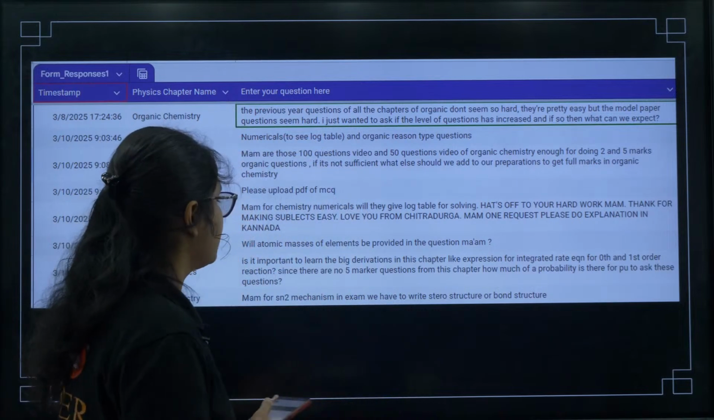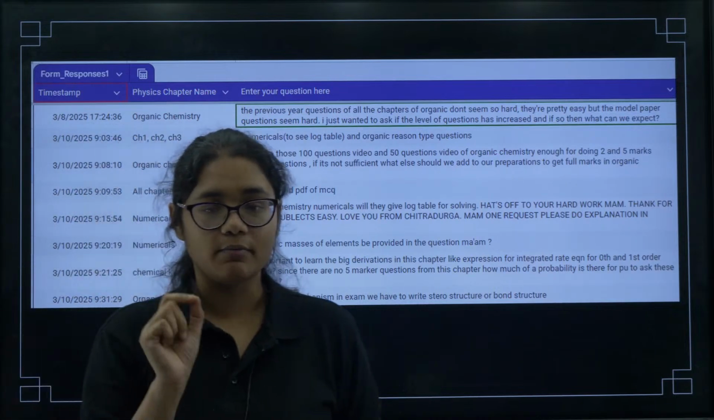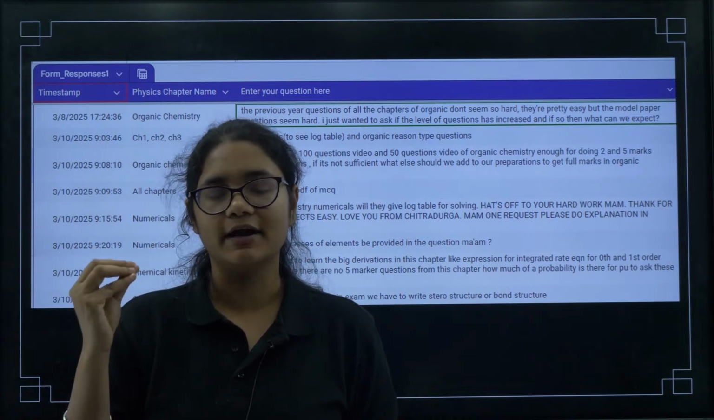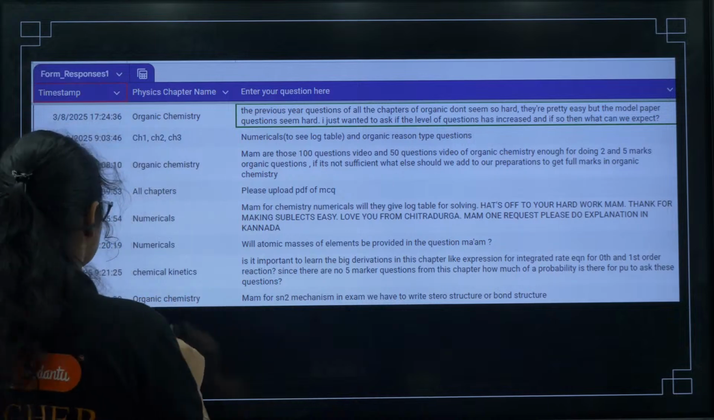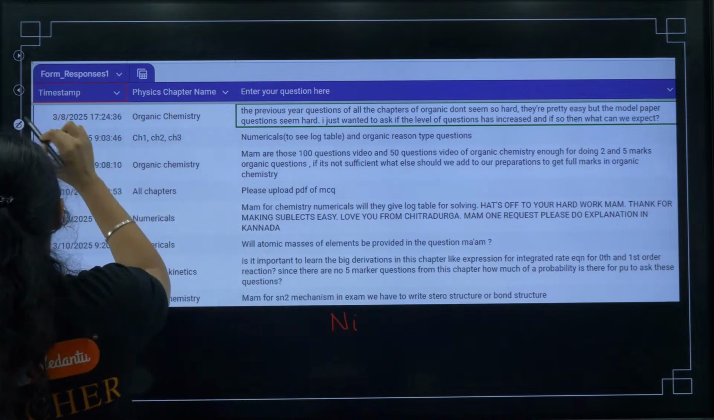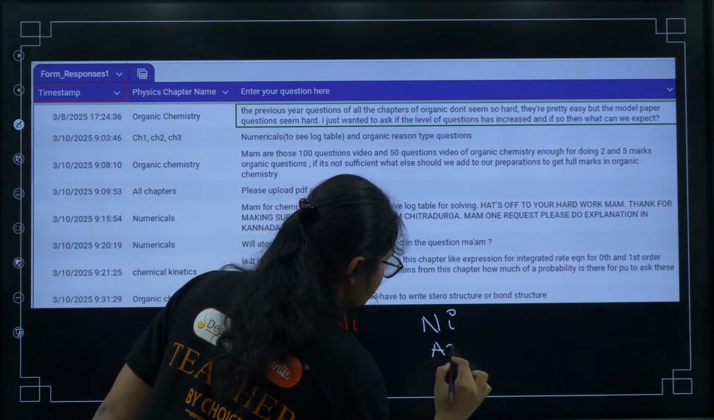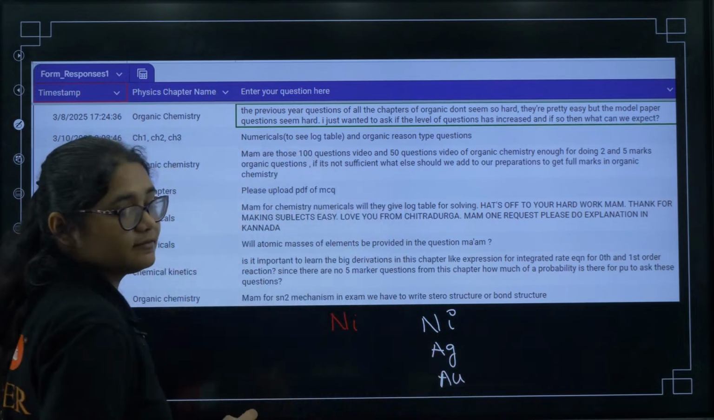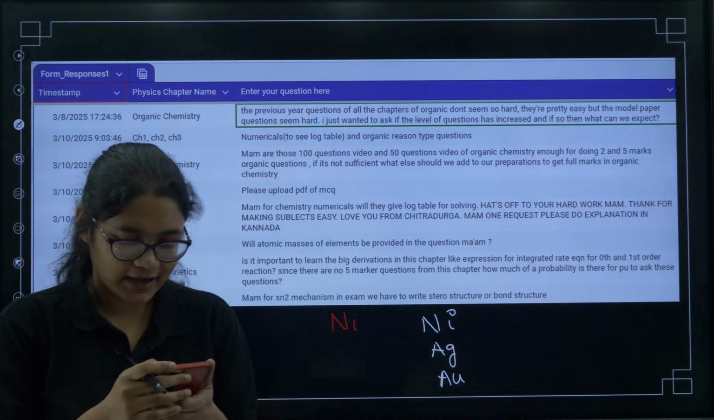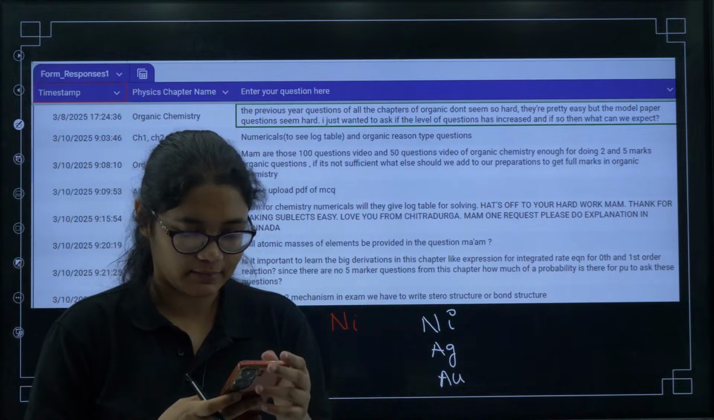Next we have, will atomic masses of elements be provided in the question, ma'am? See, generally atomic masses should be provided, but you should not take a risk. So please remember the atomic masses of certain most commonly used elements. You should be knowing them for nickel, silver, gold, especially in electrochemistry questions on Faraday's first law and second law. So you should be knowing the molecular masses of these elements.